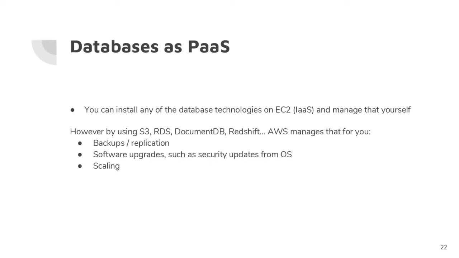on different servers. For instance, if your data doesn't fit on any single system, you will have to distribute or partition your data. It also replicates data to ensure high durability. Also software upgrades, such as security updates from your operating system or updates to your database software. These are all handled by AWS, and also the scaling.